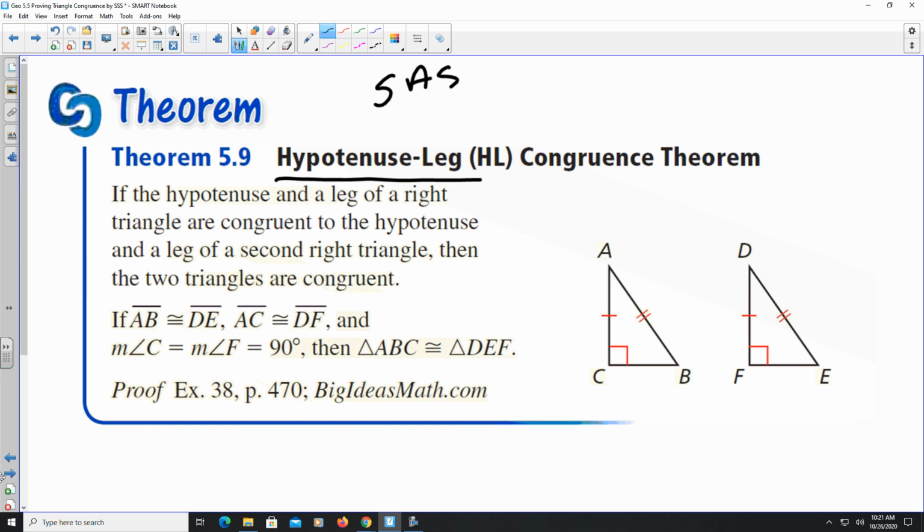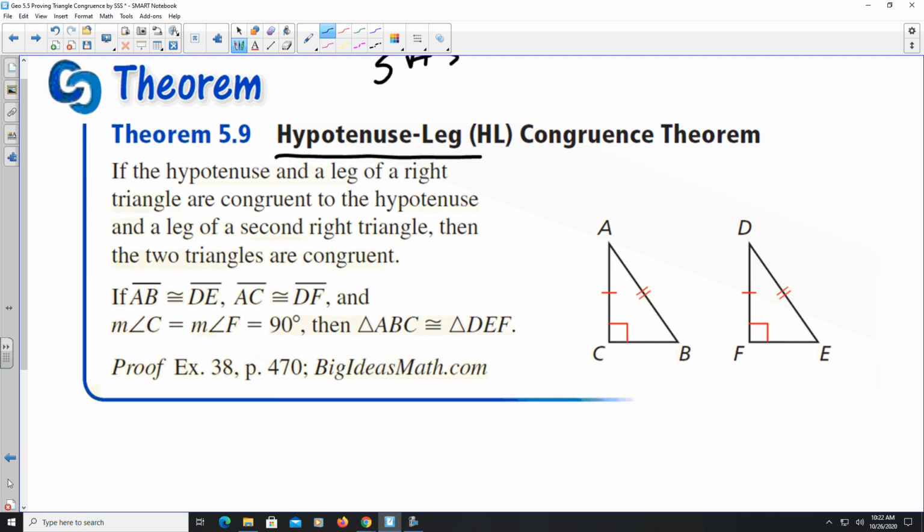Hypotenuse leg states that if you have a known side that is the 90-degree angle, and you have two congruent sides, one of them being the hypotenuse and the other one being another leg, you can use this theorem to prove that two triangles are congruent. And in this particular instance, it's two right triangles that are congruent.